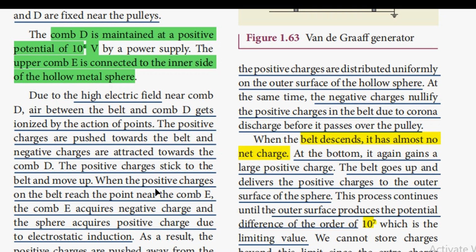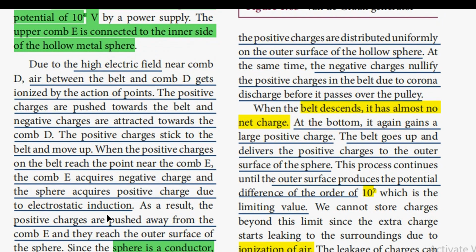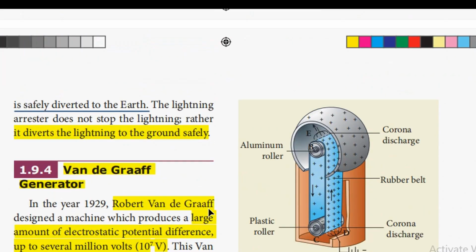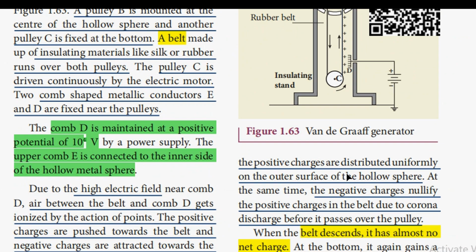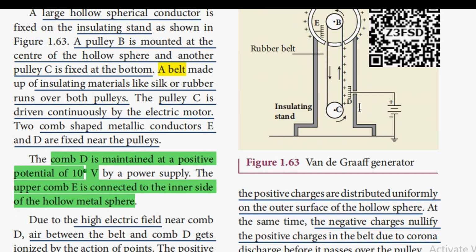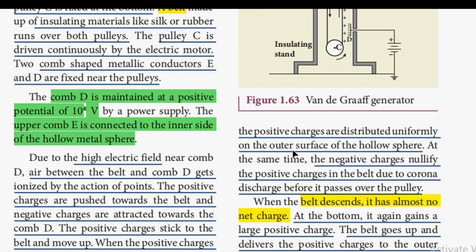Positive charges stick to the belt and move up. When the positive charges on the belt reach the point near comb E, the comb acquires negative charge and the sphere acquires positive charge due to electrostatic induction. As a result, the positive charges are pushed away from comb E and they reach the outer surface of the sphere. Since the sphere is a conductor, the positive charges are distributed uniformly on the outer surface of the hollow sphere.